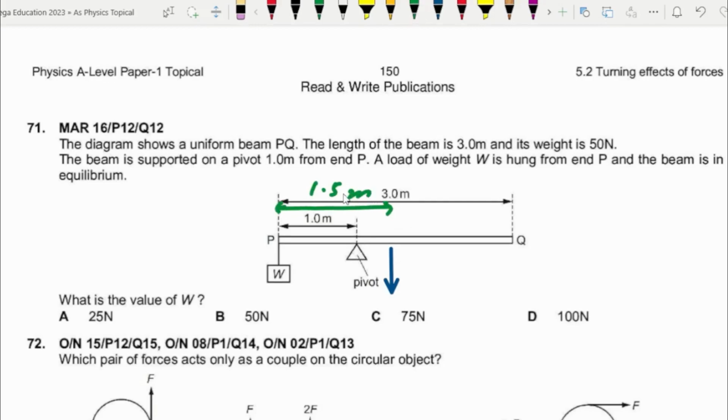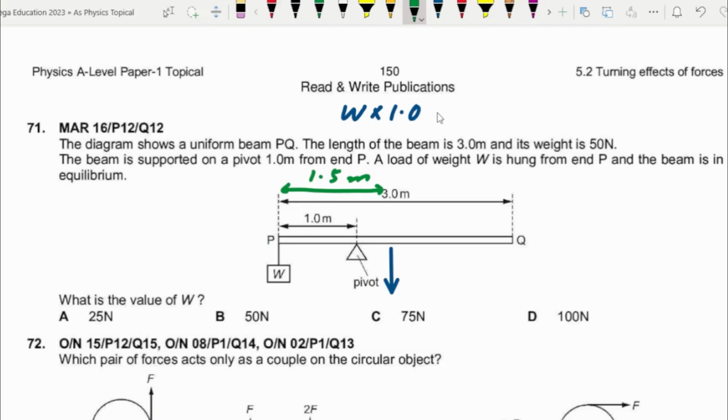Okay, so this would be 1.5 meters. So okay, let me write it. This would be 1.5 meters. Okay, so we need to find the value of W. This is your pivot. We can apply the principle of moment. Very easy question. So what we do is W, this force, times the perpendicular distance of that force from the pivot, which is 1.0. You don't even need to write it, but let's do it anyway.